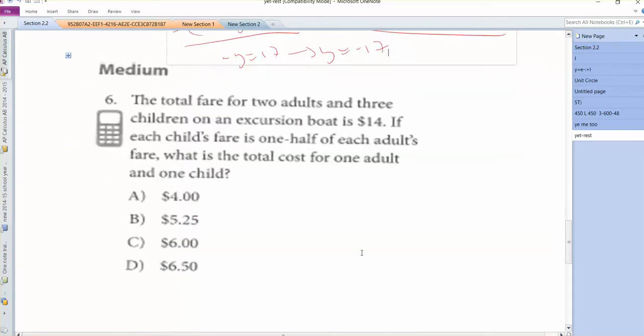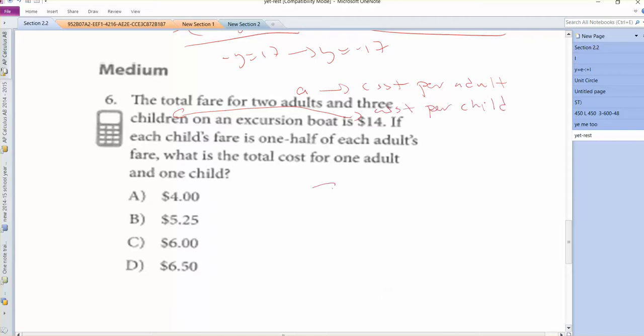Moving to a medium level problem, calculator's allowed here. So now you're asked to translate. You're asked to make your equations from the word problem here. You're told that the total fare for 2 adults and 3 kids is 14 bucks. So I'll let A be adults and C be children, or A, the cost per adult, and C, the cost per child.